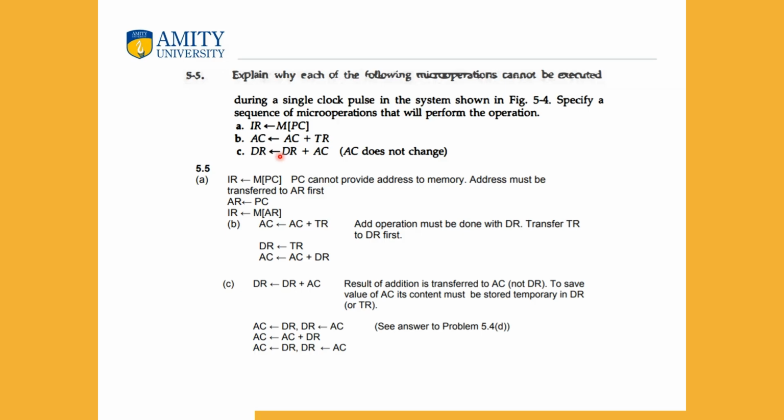The third operation is DR plus AC stored to DR. In this case, it says that AC does not change. So when we do DR plus AC to DR, the result of addition is transferred to AC, not DR. Okay. To save the value of AC, its content must be stored temporarily in DR or in TR. So what we are going to do is, first DR will go to AC and AC will go to DR, and then we are going to add both of them and store them to AC, and finally we are going to flip them again.